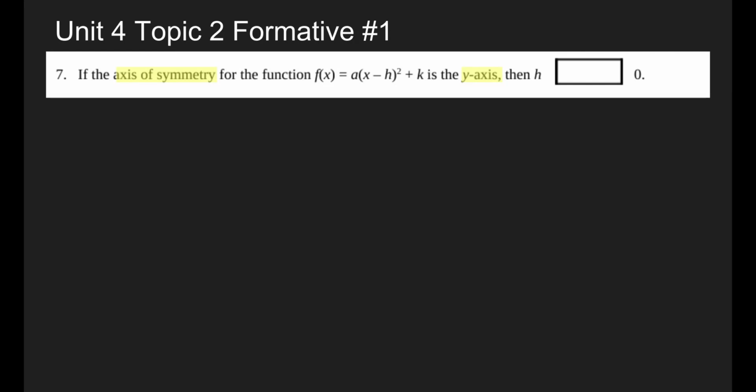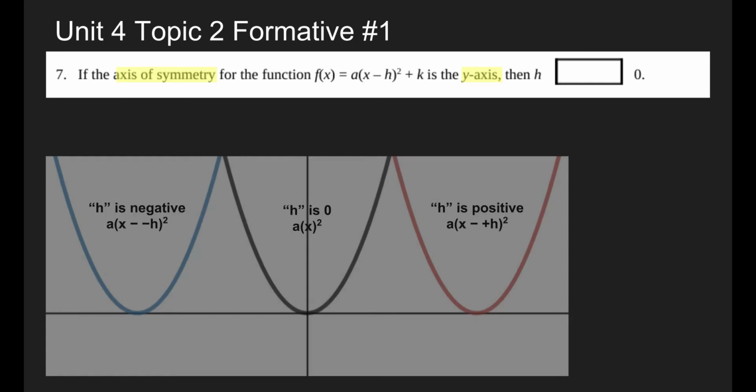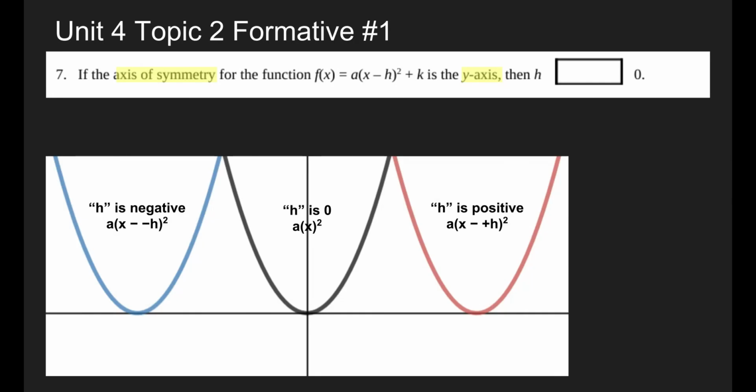A conceptually proficient student is going to realize that when h is negative in the context of x minus h, that means that we've translated to the left. When h is positive, that means we've translated to the right. But when h is 0, there's no translation or transformation, and so the y-axis is the axis of symmetry. So for this to be true, h has to equal 0 exactly.